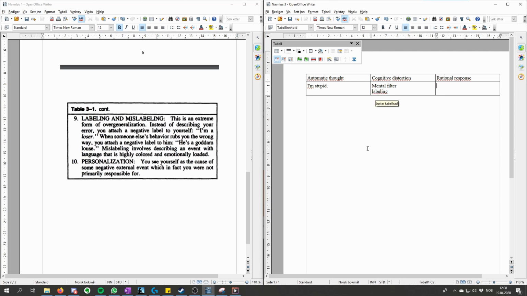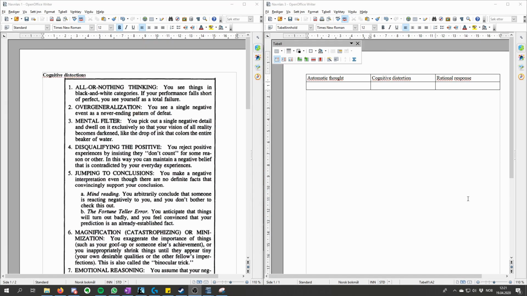And now it's time to write down the rational response to take the sting out of the thought. Let's find some good arguments against the thought. So here we have it. To me, this is sufficient proof that I'm not completely dumb, and by looking at these facts, I don't really believe my negative thought anymore, so it doesn't feel as bad as it initially did.